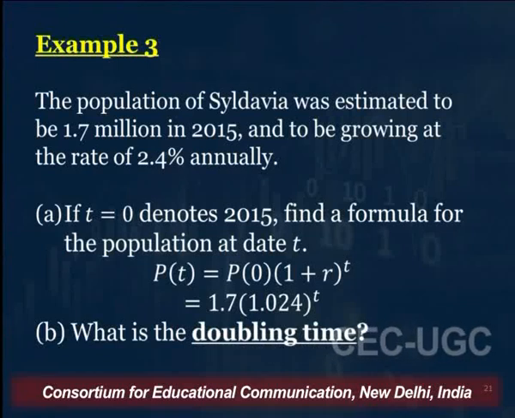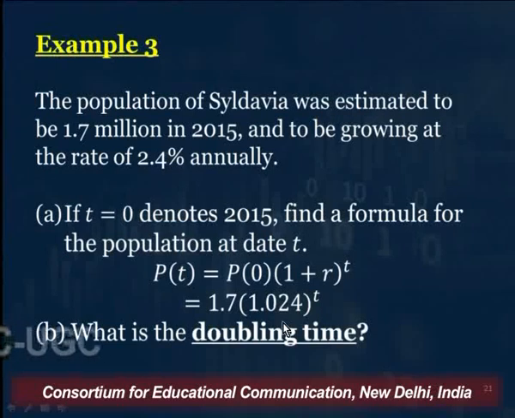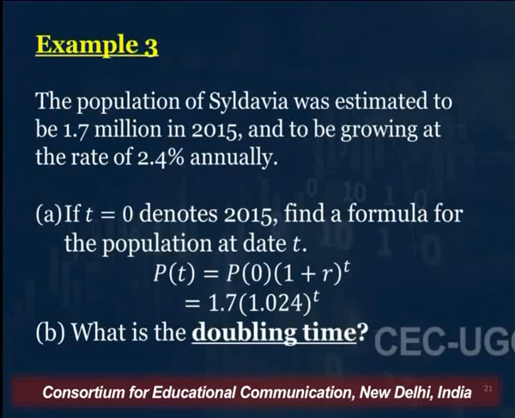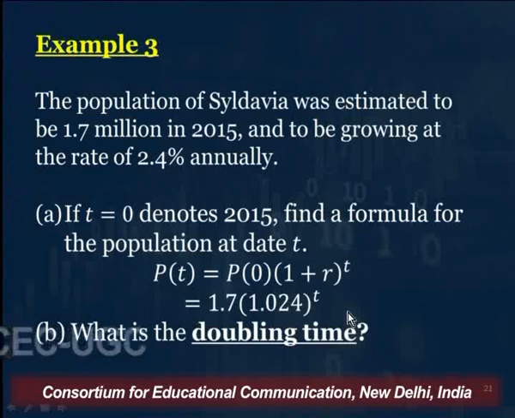Now the initial population here is 1.7, right? And r here is 0.024, right, because population is growing at 2.4% annually. So you have 1.7 times 1.024 to the power t. That then represents your population at any time period t. The question now is, what is the doubling time? This is the next part of the question, and this is a concept which needs a little bit of elaboration.